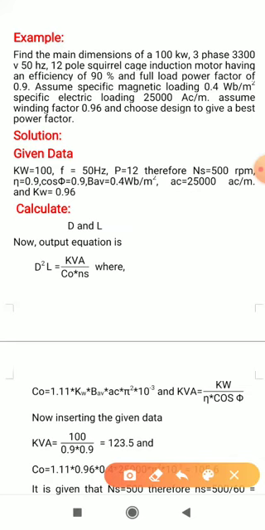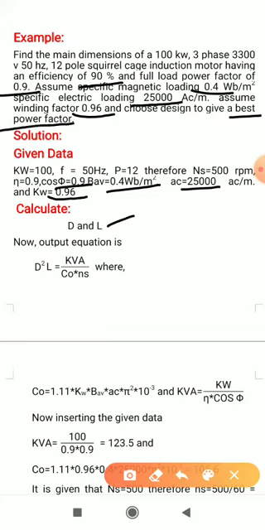Now the efficiency is given 90%, cos phi is the power factor is 0.9, and the specific magnetic loading 0.4 Weber per meter square, and the ampere conductor per meter, that is AC, is 25,000, and it is also given here the winding factor, that is Kw is equals to 0.96, and we need to calculate the D and L which gives the best power factor.